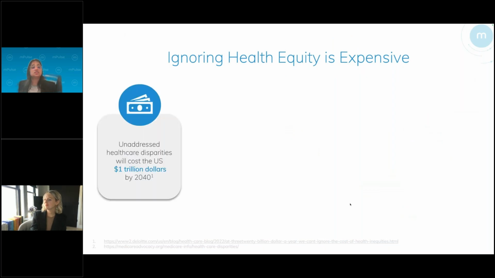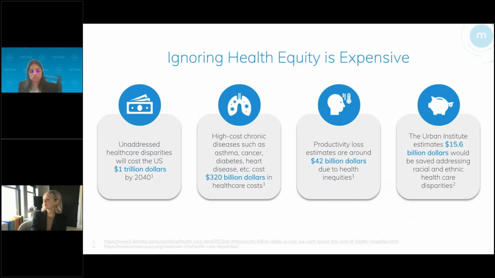Yep. So unaddressed health disparities, if we do not address them, are going to cost us almost $1 trillion by 2040. And when it comes to treating chronic conditions like cancer, it can rise up to $320 billion in healthcare costs. And this is only exacerbated in communities in which there is delayed diagnosis, and more often than not, those are racial minorities. We also know that ignoring health inequities means more people are calling out sick, which means significant amount of money lost, about $42 billion in productivity.